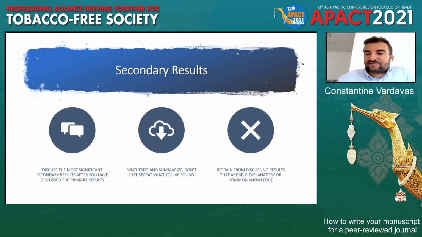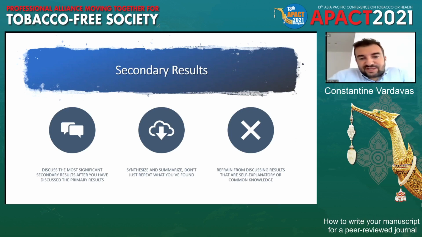The secondary paragraph covers the secondary results, where you discuss the most significant secondary results after you've discussed the prime results. So for instance, if the first paragraph had your one take-home message, the next paragraph can have secondary information, which is important, but not at the same level. It's like a newspaper. It's the front page of the newspaper, and then it's the rest of the pages.